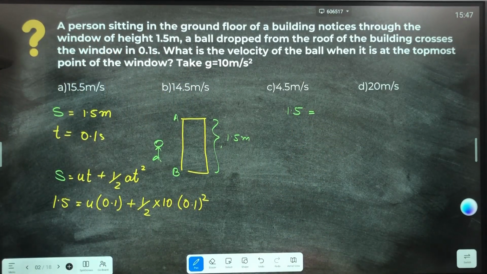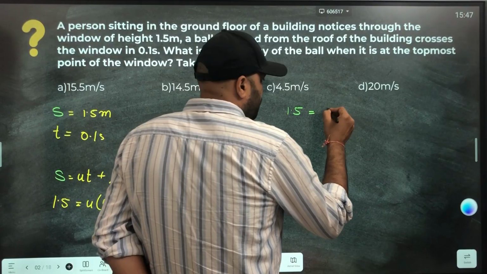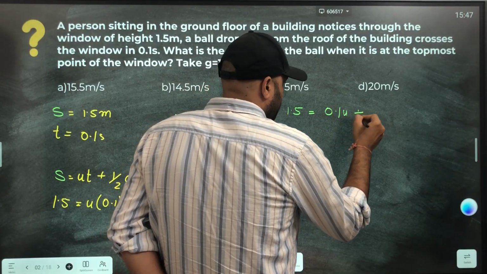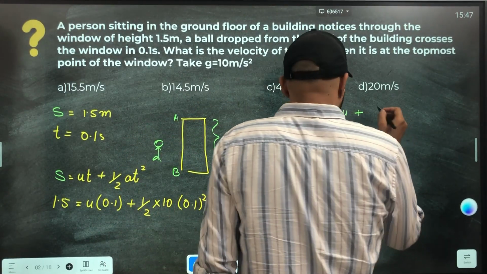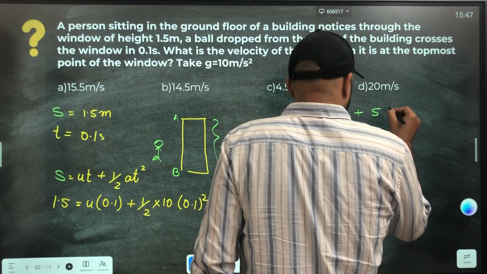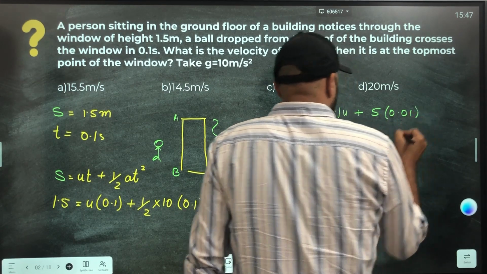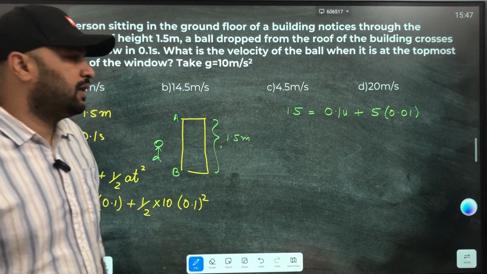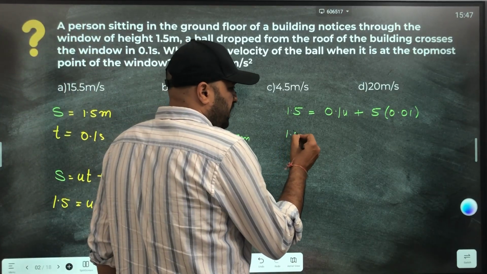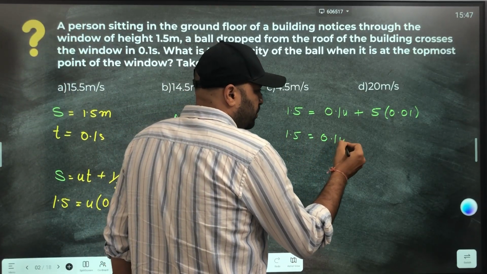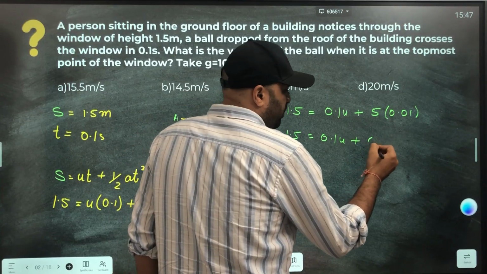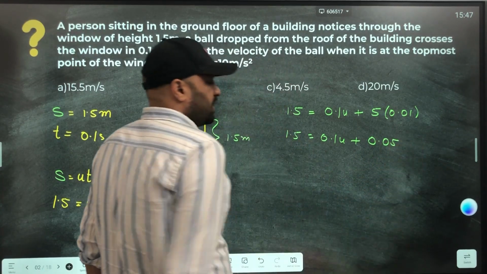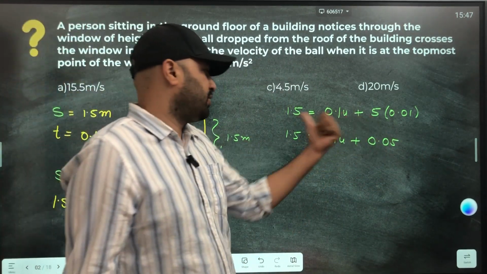Clear? That will be equals to u into 0.1 u plus, now taking 2 and 5, this will cancel out 5, 0.01. I hope this is clear. Clear? Now this will be 1.5 equals to 0.1 u plus 0.05. I hope this is clear. Now let's take this 0.05 on the other side.